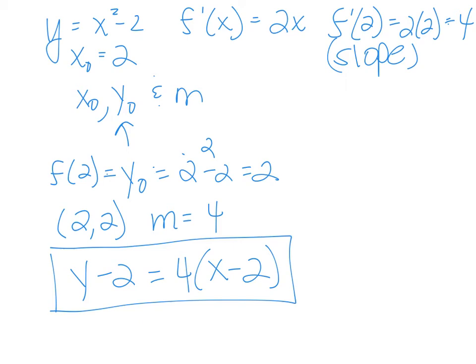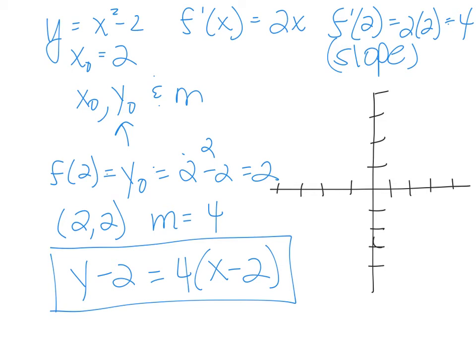I also want you to see the graph of what this looks like. So I'm going to go ahead and graph the parabola and the tangent line, because that's part of your homework. So if I graph, we should all know what that is. It's a parabola that is shifted down 2. So the vertex is at 0, negative 2. If we plugged in 1, we'd get negative 1. If we plugged in 2, we would get 2. You should know how to graph this.